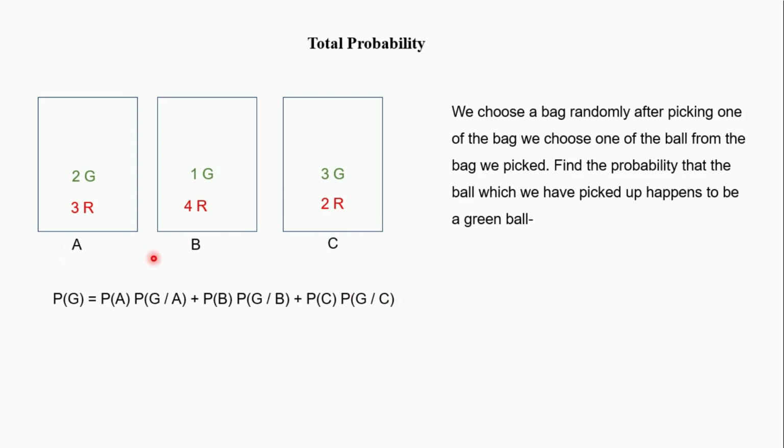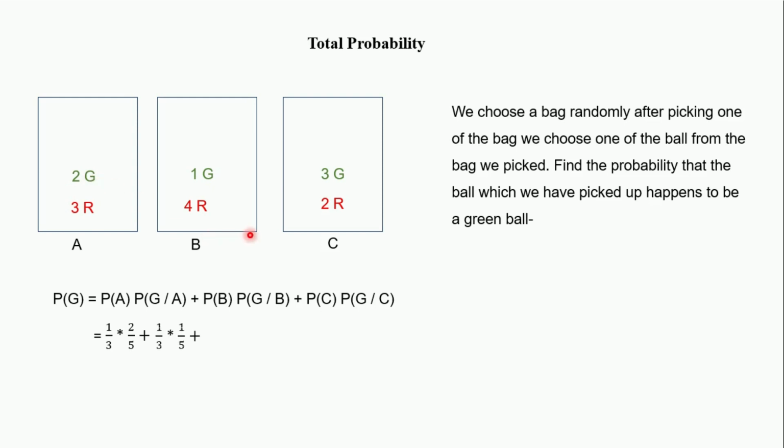There are total 3 bags. Now probability that we pick this particular bag equals 1/3. So probability of A, means probability that we pick bag A, equals 1/3, and there are total 5 balls inside bag A. Therefore probability that we pick a green ball given that we picked bag A equals 2/5, because there are total 2 green balls and total number of balls equals 5.